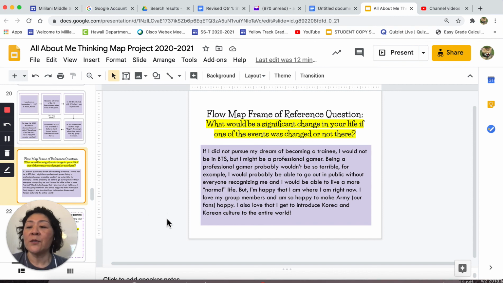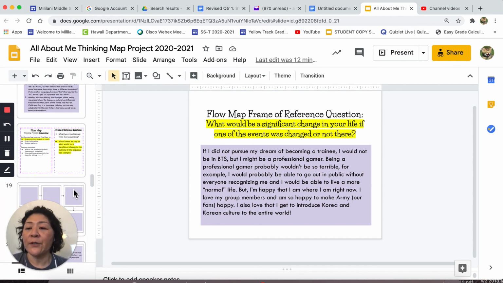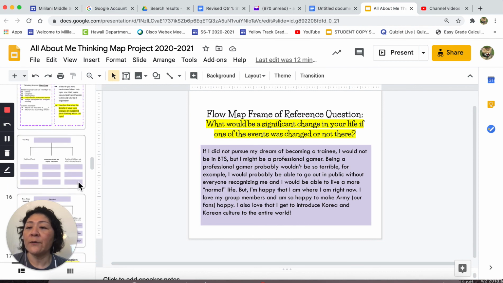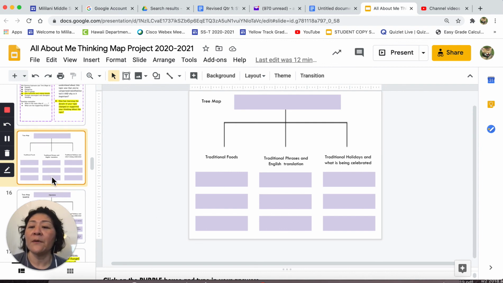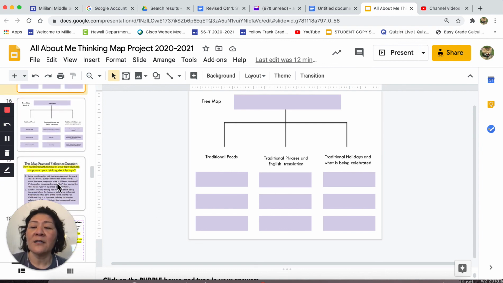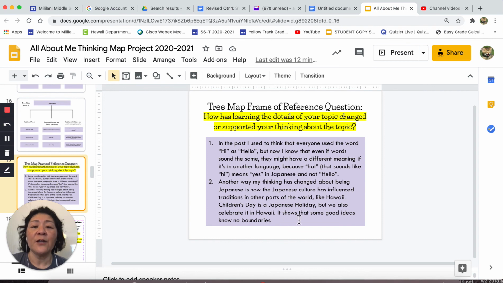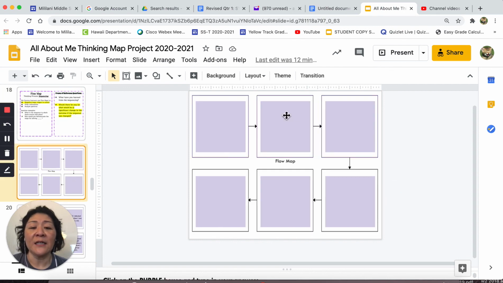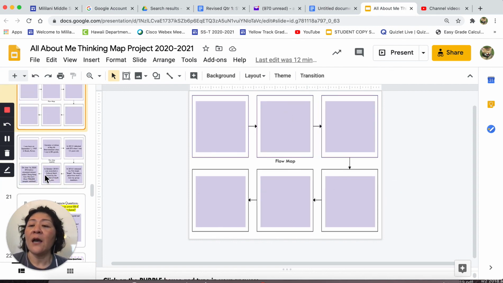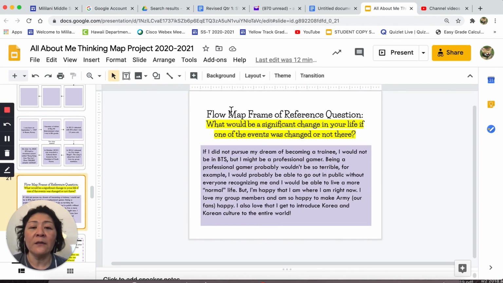Okay, so just a quick review before you go. Today for homework, you are going to have to fill out slide 15, which is this tree map. You are going to fill out slide 17, which is the tree map frame of reference question. You are going to have to fill out slide 19, which is your flow map. And you are going to have to fill out slide 21, which is your flow map frame of reference question. Okay? Your copy will be blank. They won't have the frame of reference answer here because you're going to type in your own.